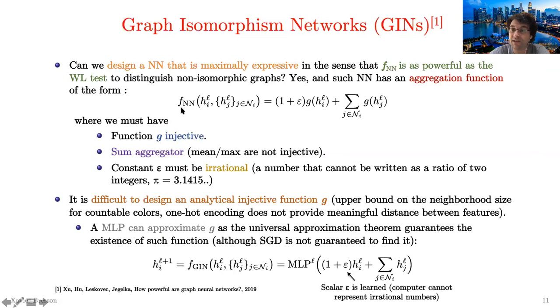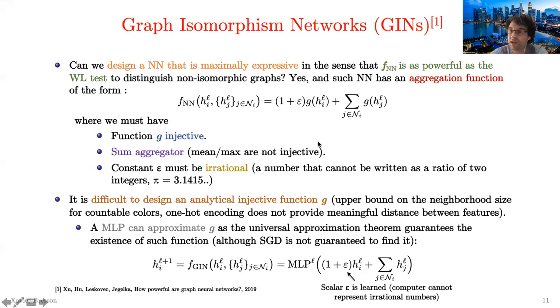F will be injective if the function G is injective. G is a function that we apply on the feature of i and the feature of j, so this function must be injective. The sum, we know, is an injective operator, so it's fine. And here we want to differentiate these two terms. The way you can differentiate is if your epsilon is irrational, like the number pi, for example. If we satisfy these conditions, this function will be injective, whatever the situation of the features h_i and h_j that you can encounter.